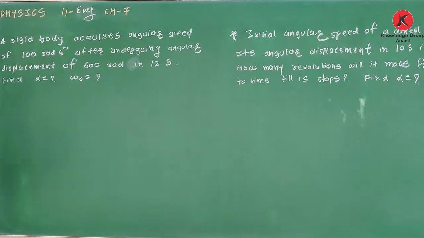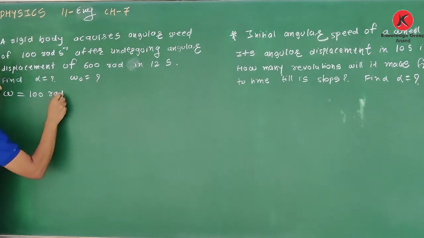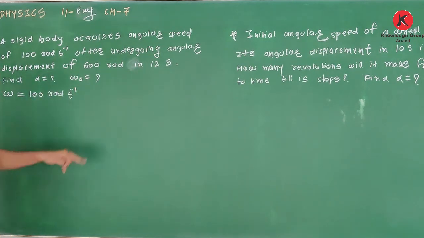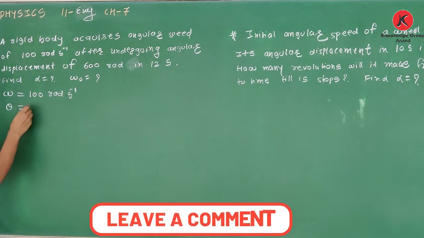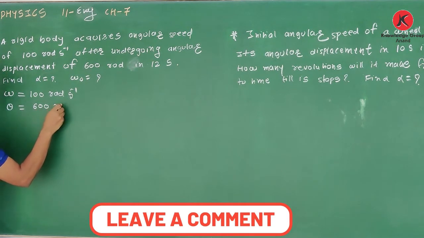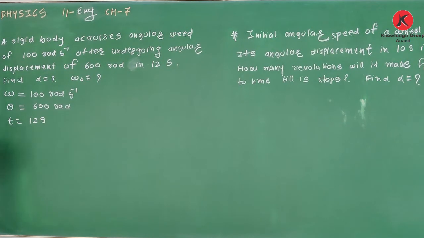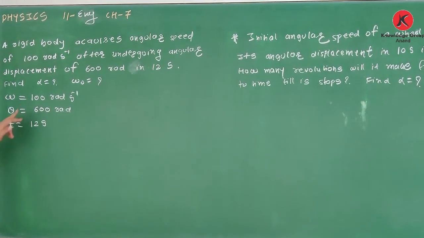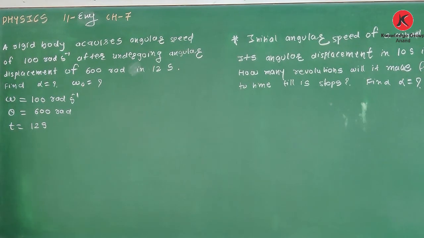See what data is given. First of all, a rigid body acquires an angular speed of 100 radian per second, which means it is the final angular velocity, omega, 100 radian per second. After undergoing angular displacement means theta, here it is 600 radian. In 12 seconds, time t is equal to 12 seconds. So you have to find two things: alpha is equal to what, and omega 0 is equal to what?